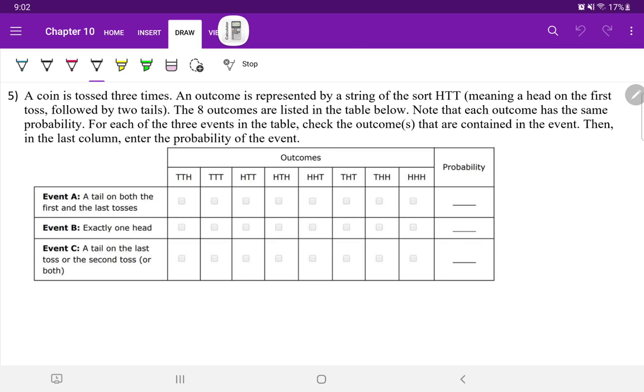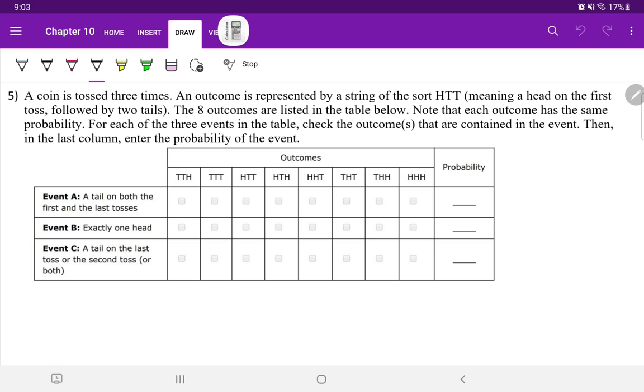Note that each outcome has the same probability for each of the 3 events in the table. Check the outcomes that are contained in the event. Then, in the last column, enter the probability of the event. Please enter in a reduced probability and as a fraction.